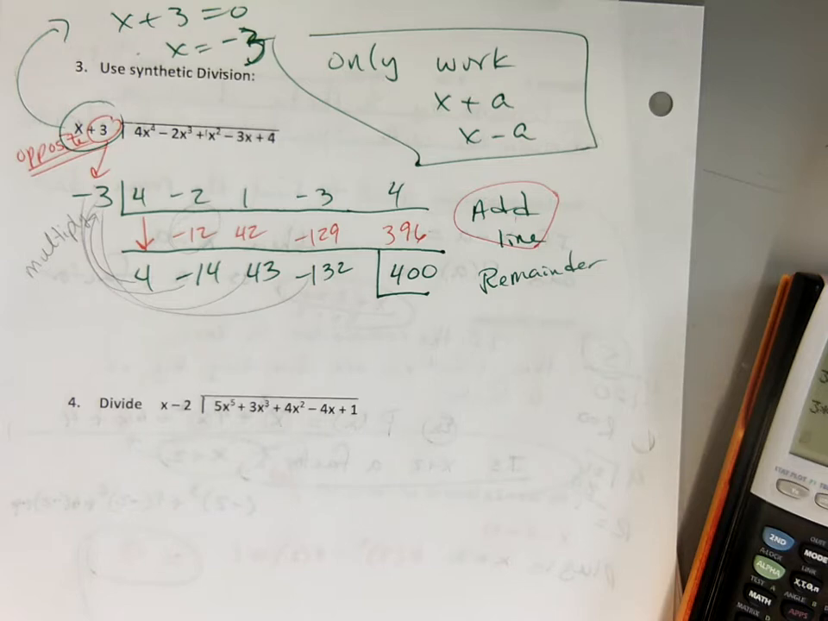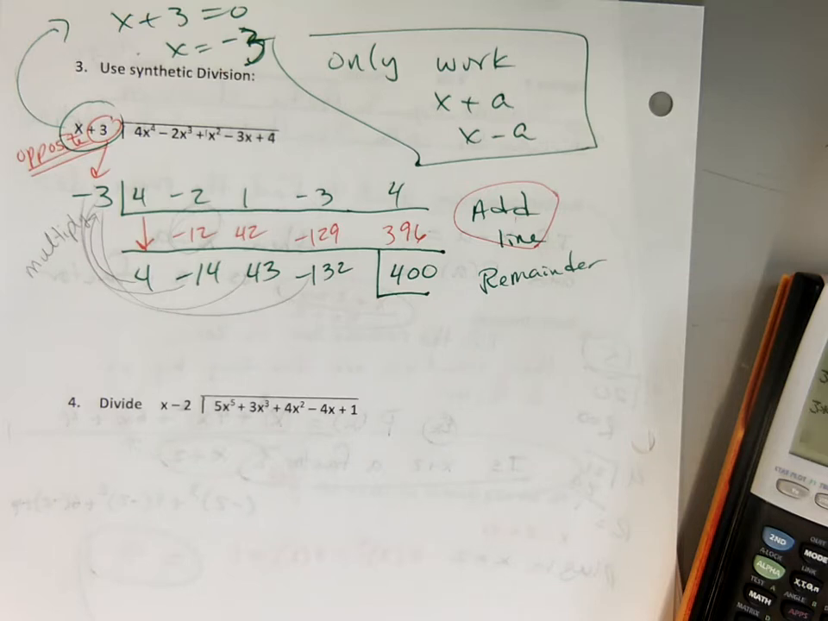The answer's going to be, and we're going to write it in a second, 4x cubed minus 14x squared plus 43x minus 132, and that's my remainder, which will go 400 over what we divided by. Now the x's were invisible. Let's bring the x's back. There's always going to be one less power, because I really did invisibly divide by x. So let's bring the x's back in the answer.